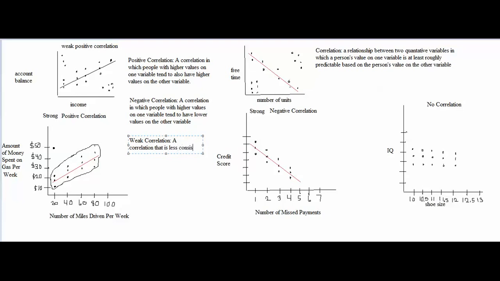A weak correlation is a correlation that is less consistent, with more people who don't fit the overall pattern of the scatter plot. These are my two examples of weak correlations, in which there are a lot of people in these corner areas who don't fit the overall pattern of the scatter plot.